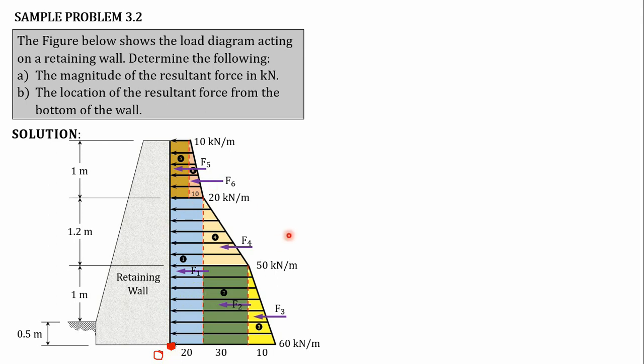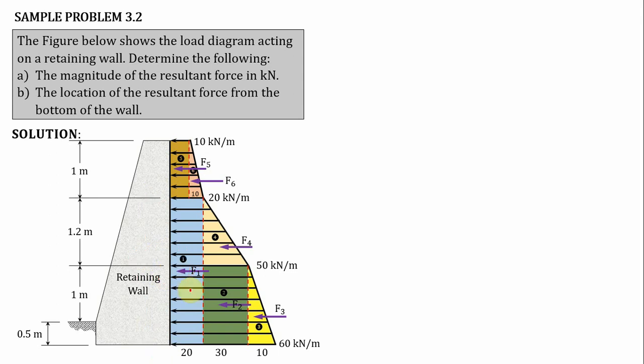So, F1, class. Ito yung ating F1. F1 natin is the area of this rectangular loading, class. That is the base times height. So that is 20 kilonewton per meter times this height, class. Yung height na yan, class, is equivalent to 1.2 plus 1 plus 0.5, that is equivalent to 2.7 meter, class.